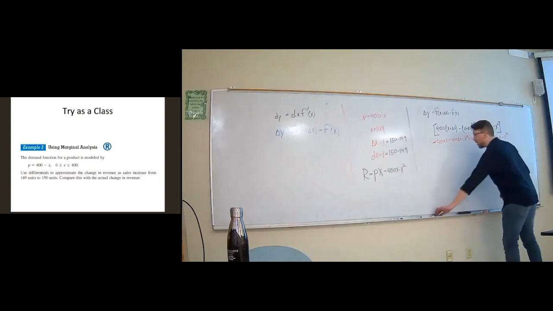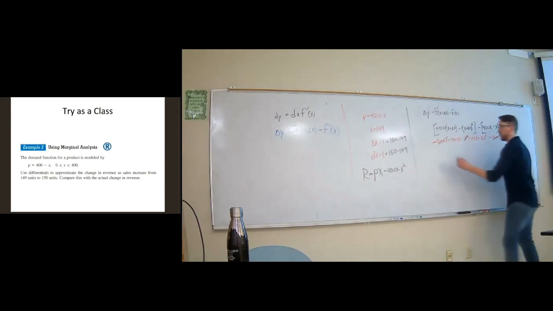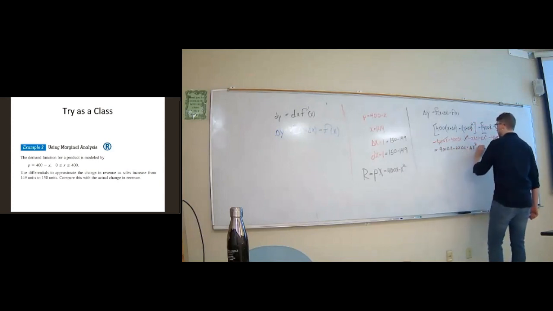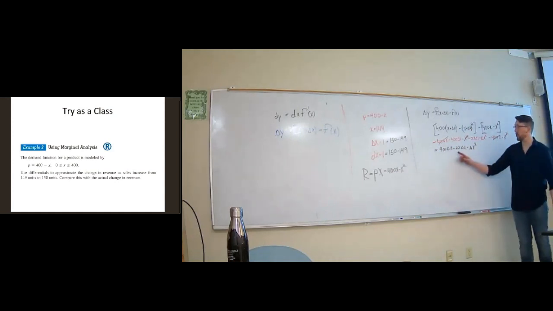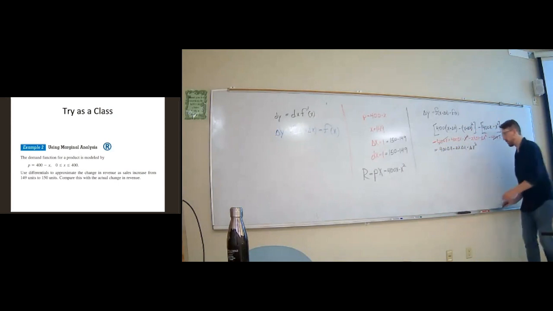All right, we're going to kill off those two terms, right? So what we're left with is 400 delta x minus 2x delta x minus delta x squared, which is really nice for us because x is going to be 149 and delta x is just 1. So it's a lot easier to work with this equation than it would have been to work with that, right? That's convenient.